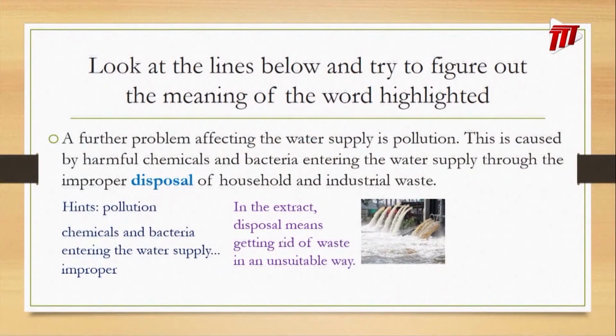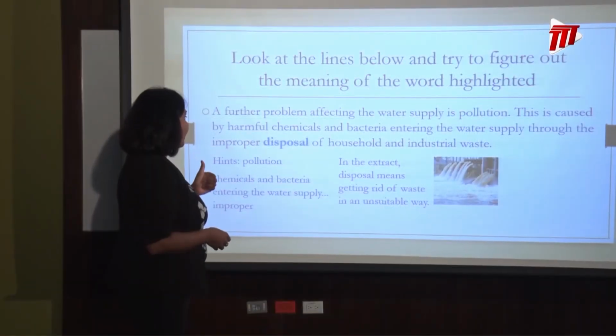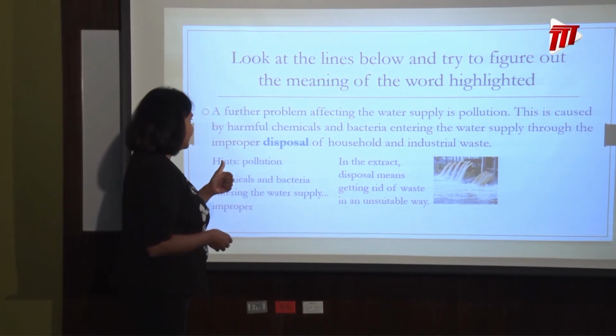We have some helpful hints within the passage that would help us infer the meaning and predict what's really happening. We have pollution happening, and you would have figured that out from the very beginning. The water supply is polluted. What makes the water supply polluted? Yes, it's caused by harmful chemicals and bacteria entering the water. How does it enter the water? From the disposal of household and industrial waste.